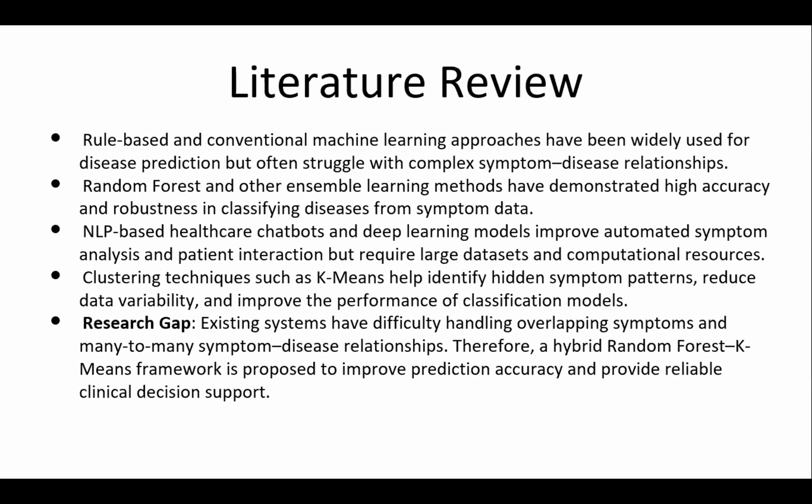Several disease prediction models have been proposed using rule-based systems, machine learning algorithms, deep learning techniques, and healthcare chatbots. Among these, Random Forest has demonstrated excellent classification accuracy because of its ensemble learning capability. Similarly, K-means clustering effectively groups similar symptom patterns and improves data organization. However, existing systems still face challenges in handling overlapping symptoms and complex symptom-disease relationships. Therefore, our proposed model integrates both techniques to overcome these limitations.